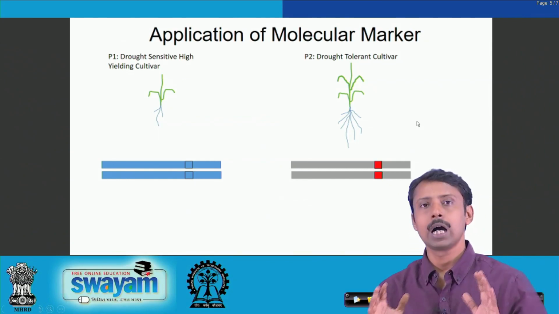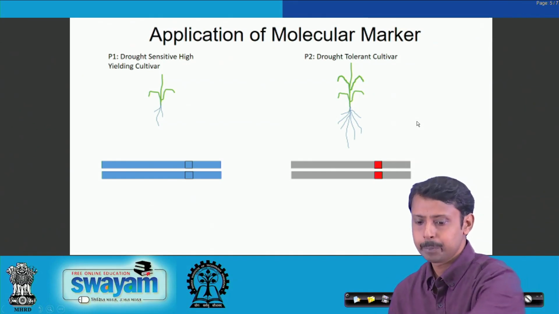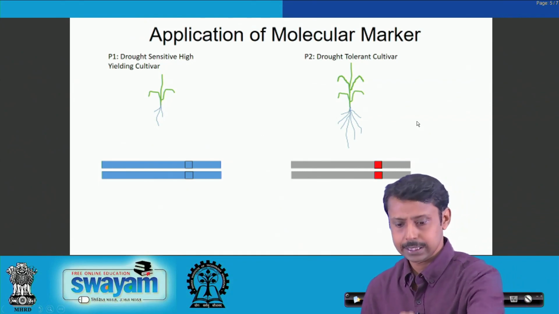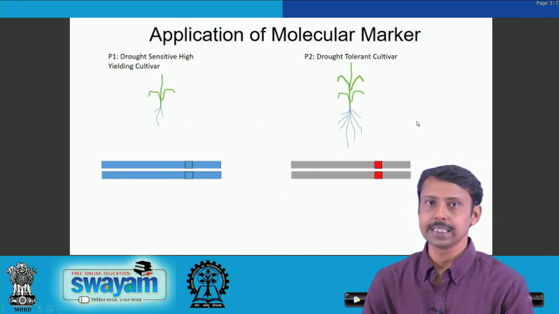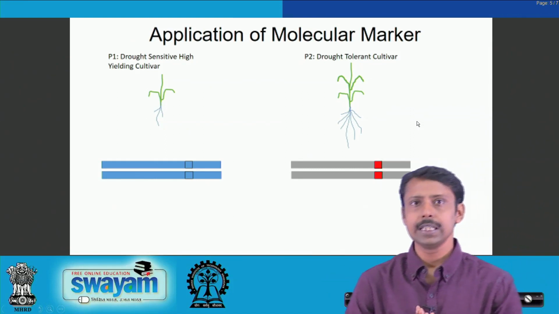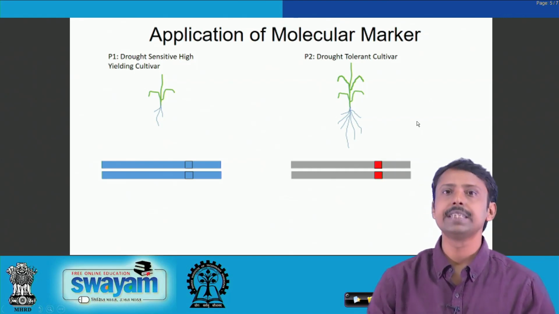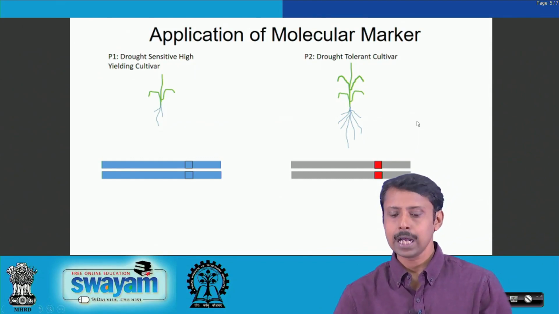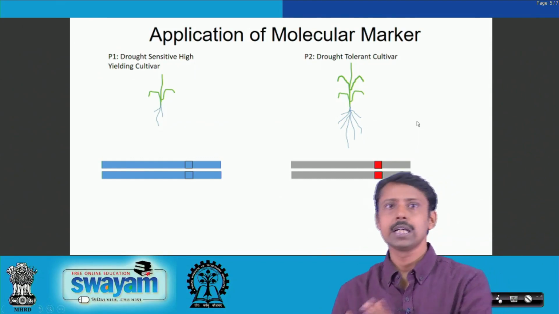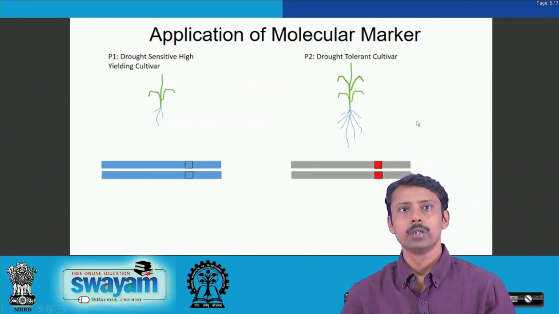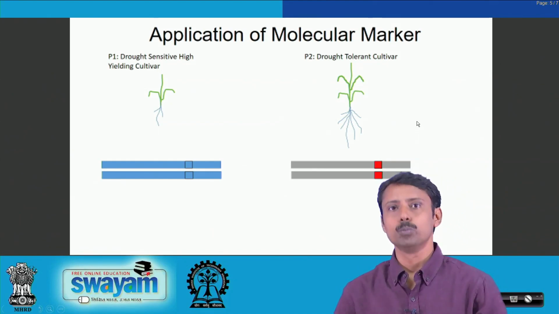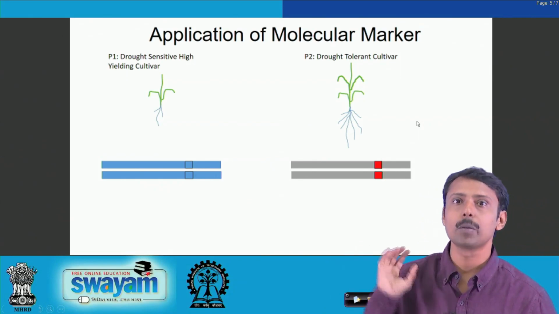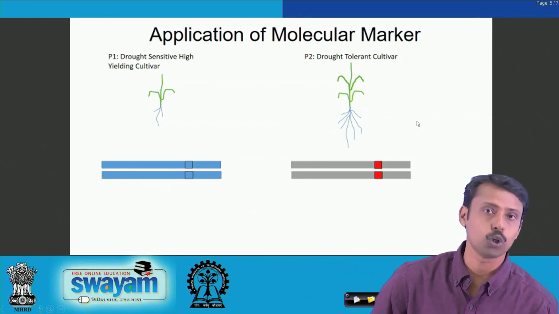So, it is a drought sensitive high yielding variety, whereas P2 is a drought tolerant cultivar, but it is a poor yielder. But it has an interesting feature that it is drought tolerant in nature. And by molecular study we came to know that the red highlighted region, that sequence is necessary for the drought tolerance, and we would like to transfer that specific region into the drought sensitive plant's genome. Thus, the red part should be transferred because it is a molecular marker associated with drought tolerance.